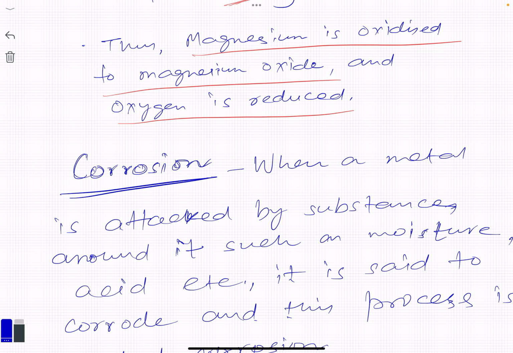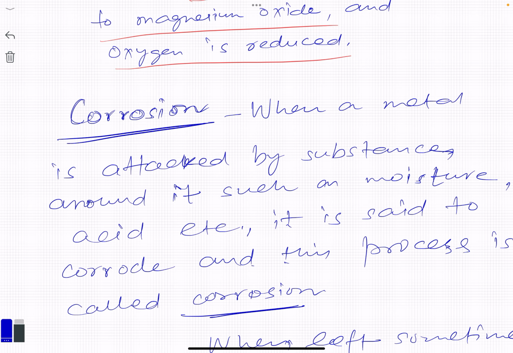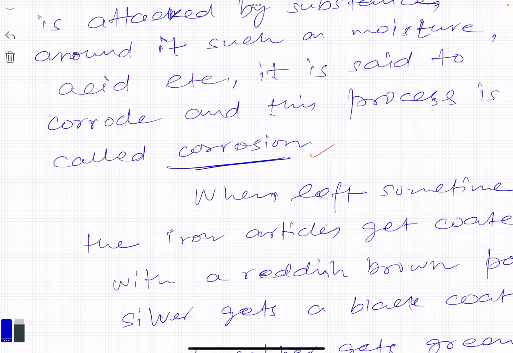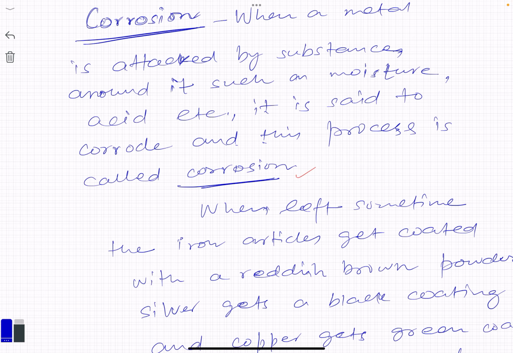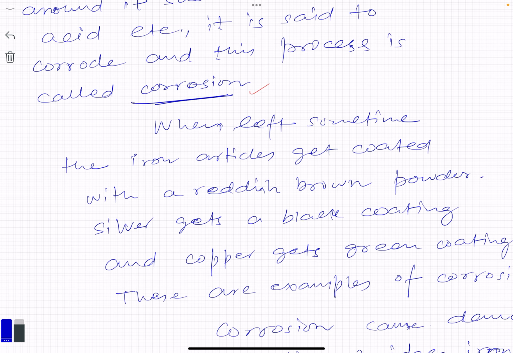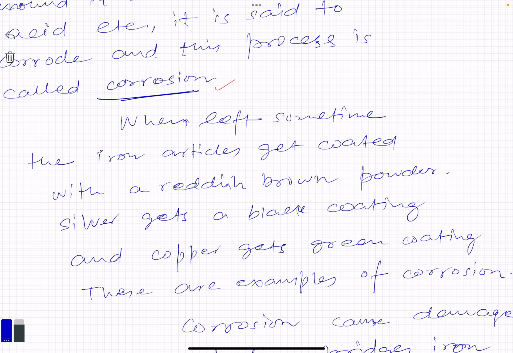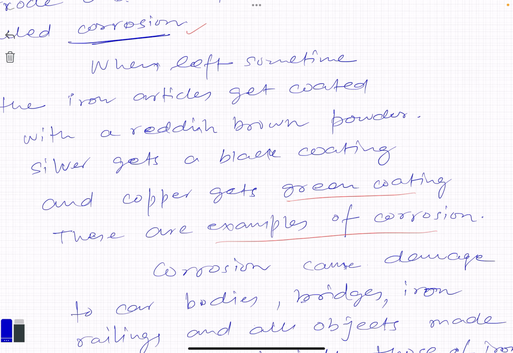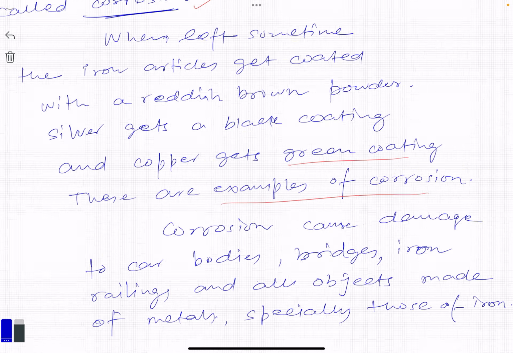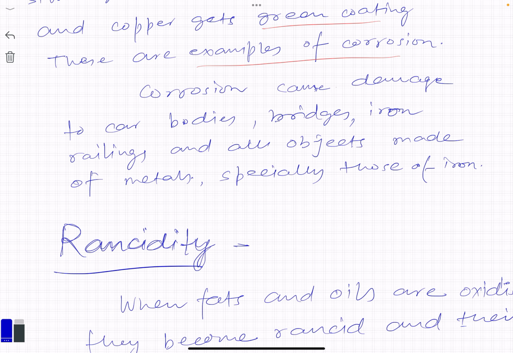Corrosion. What is corrosion? When a metal is attacked by substances around it, such as moisture, acid, etc., it is said to corrode, and this process is called corrosion. When left for some time, the iron article gets coated with a reddish brown powder. Silver, when kept in air, gets a black coating and copper gets a green coating. These are examples of corrosion. Corrosion causes damage to car bodies, bridges, iron railings, and all objects made of metal, especially those of iron.